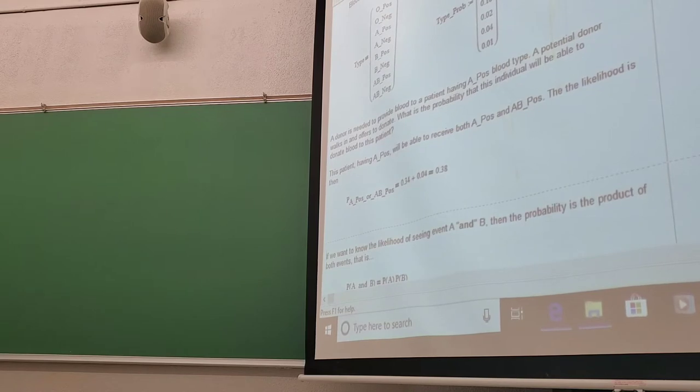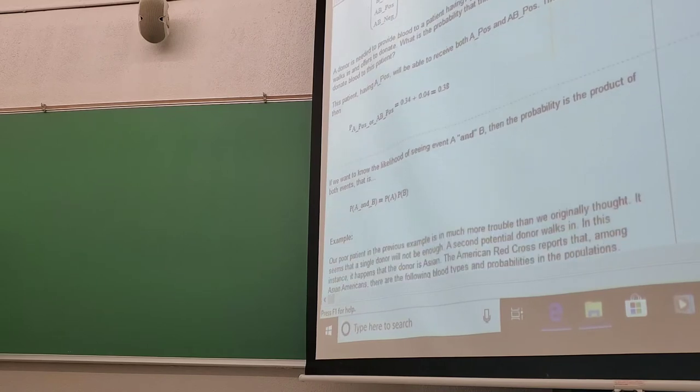Now, if we use the word or, we add. If we use the word and, then the probabilities are multiplied. So with or, you add, and with and, you multiply. So we go down a little further.